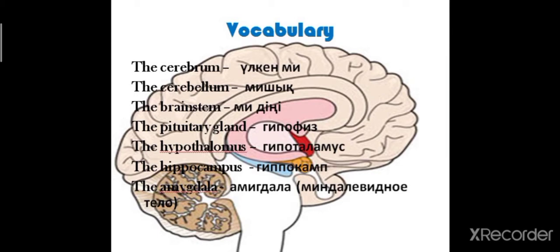The cerebrum, ülken mi, cerebellum, mishaq, the brainstem, mi dinge, the pituitary gland, hypophyse, the hypothalamus, hypothalamus, the hippocampus, hippocamp, the amygdala, amygdala.